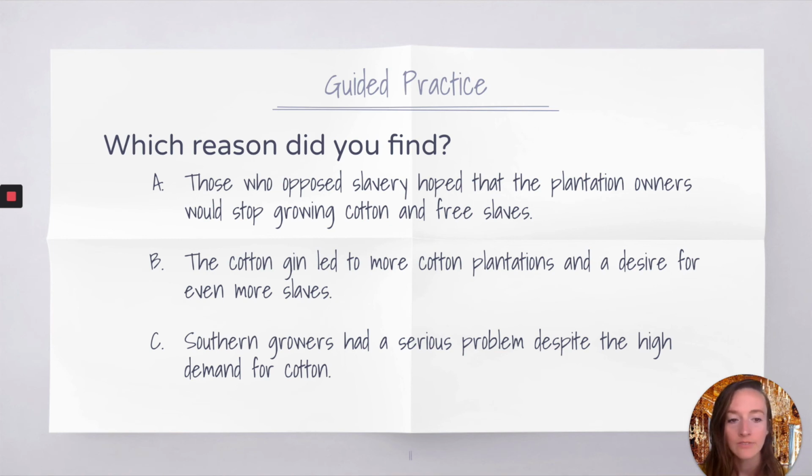No. The cotton gin led to more cotton plantations and a desire for even more slaves. Yes, that matches what we said, but let's look at the other one just to be sure. Southern growers had a serious problem despite the high demand for cotton. The first and the last one, A and C, didn't actually talk about the cotton gin, so it's probably not the main idea. It might be some evidence to support the main idea and the reasons, but it's not the main idea. The main idea is that the cotton gin led to more cotton plantations and a desire for even more slaves.